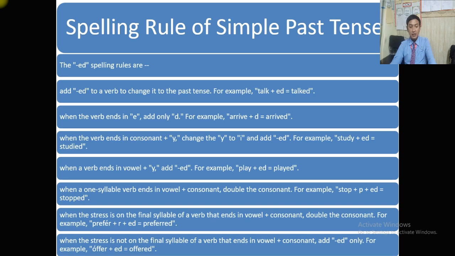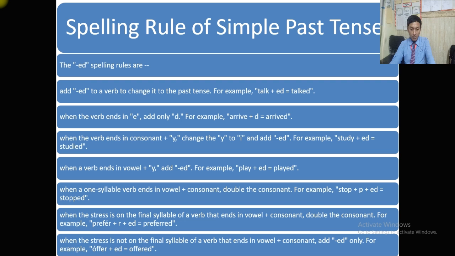So next, now you can see when a verb ends in a vowel, we only add ed. For example, play. You can see this verb ends in y, but in front of y is a vowel. So we can only add ed. For example, play to played.